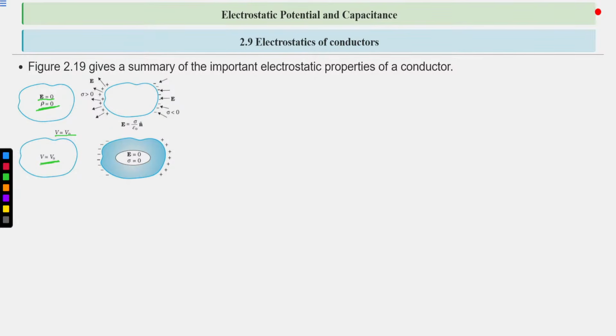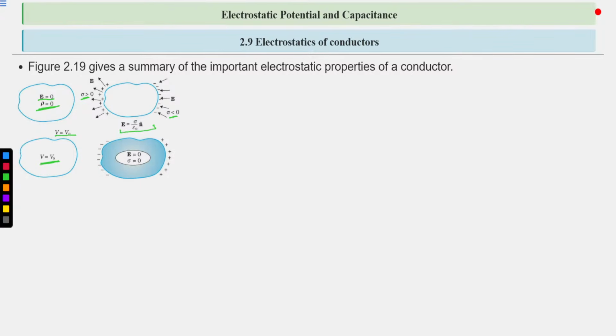Again, this is the conductor. So these are positive charges, these are negative charges. So this surface charge density is greater than 0, and this surface charge density is less than 0. So these charges distribute on the surface of the conductor in such a way that the electric field in the internal parts of the conductor will become 0. And outside, it is sigma by epsilon naught.